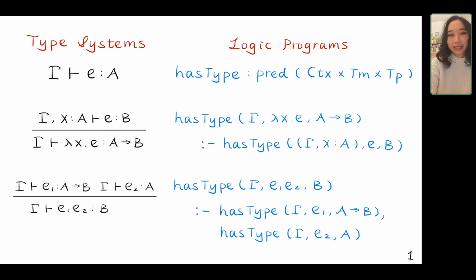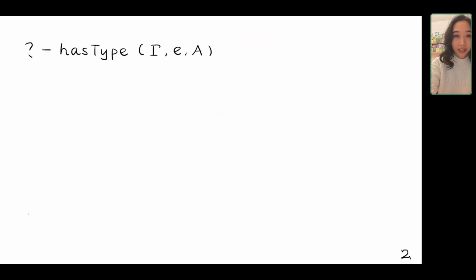So this is why we can see type systems as logic programs. Now, in order to do any type checking, we can simply write a query as a logic program. This says, well, is it true that E has type A? And we hope that our logic program will tell us true or false. So is our problem just solved? We can just do type checking by running a query.